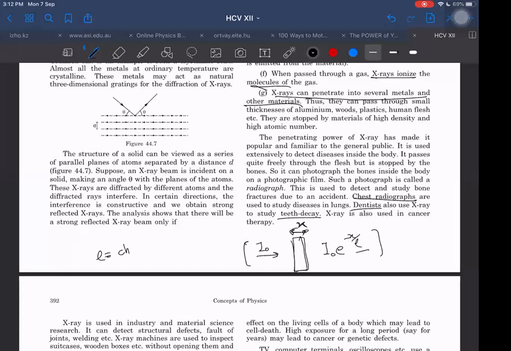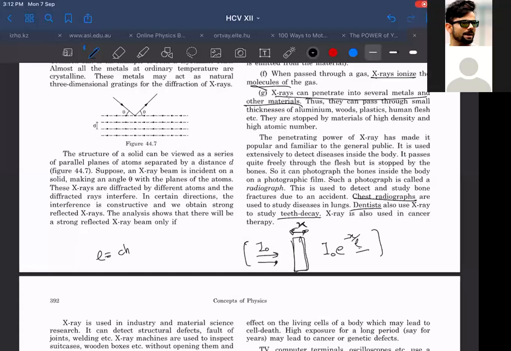So for a given material, this L length will be fixed. If I change the material, then the L length will be different. But always the intensity of the X-ray after passing through the metal will become I0 times e raised to the power minus x by L. This will always be true.